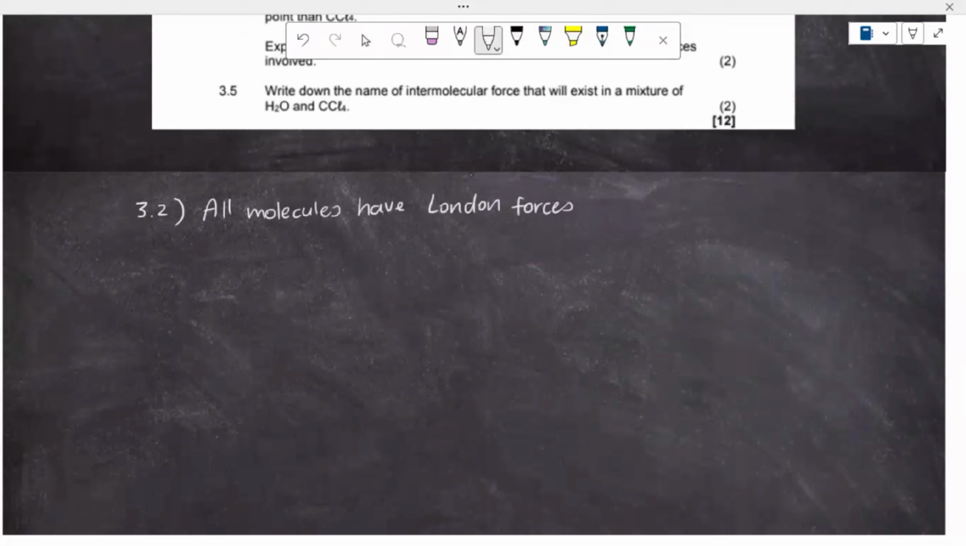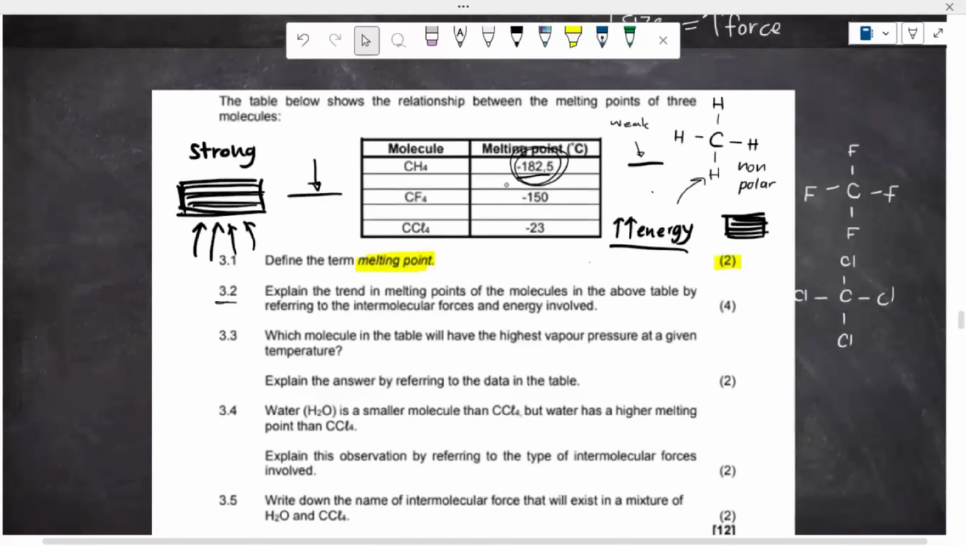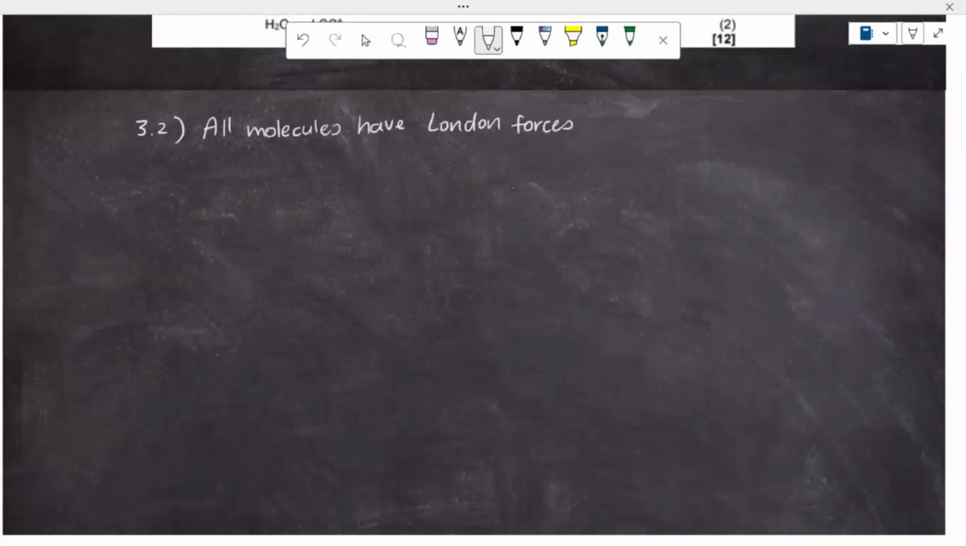Then we can say that the general trend is that we're going from a low melting point to a higher melting point, right? And we know that we're going from a relatively small molecule to a bigger molecule, right? So I would say that the size of our molecules increases as we move from methane, so CH4, to CCl4, right? And because then we have to relate this.